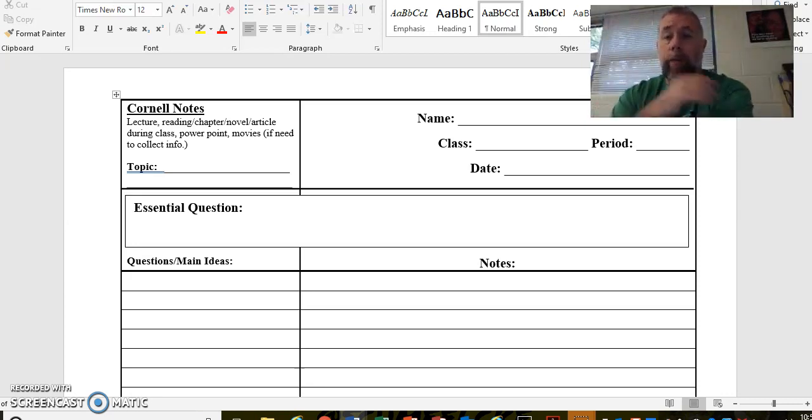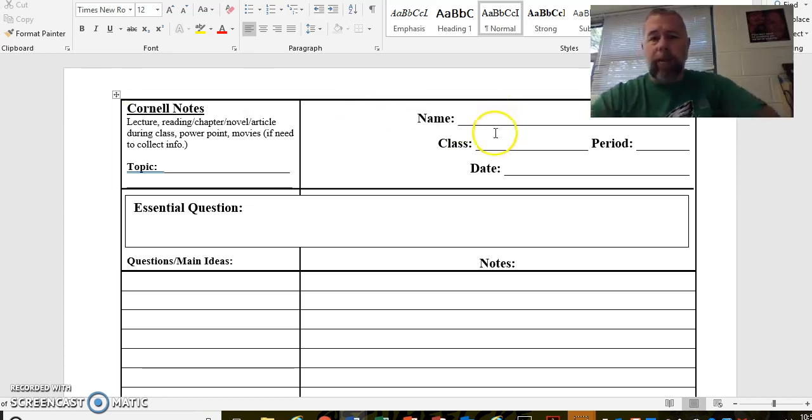We're going to take a look today. We're starting our new unit, but I also want to make sure as we're going along, we're not only learning the unit, but how to become a better student and take notes. So we're going to be looking at the Cornell note system that was developed at Cornell University in their education department.